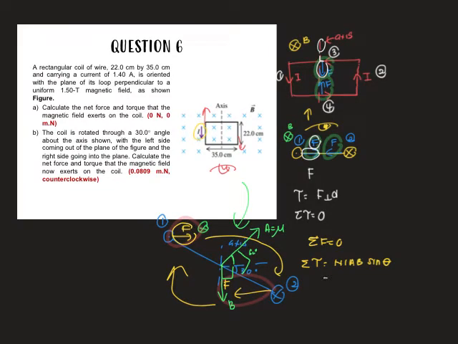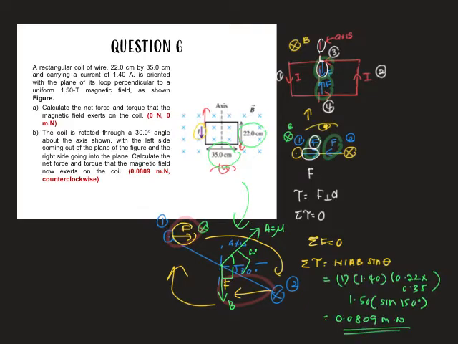And you are going to put that inside the formula. The number of turns is going to be 1, and the current is going to be 1.40, and the area is 22 centimeter multiplied by 35 centimeter, which is 0.22 multiplied by 0.35. Always change into SI unit. And the magnetic field is going to be 1.50 and the sine is going to be sine 150 degrees. So you are going to get your answer, which is 0.0809 meter Newton. So that's how you do this question.